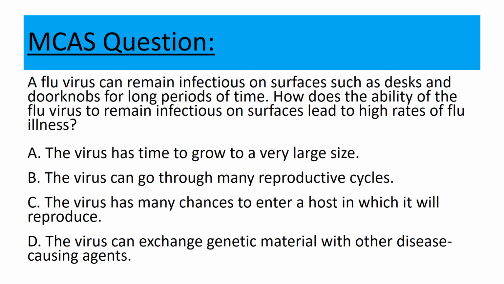A flu virus can remain infectious on surfaces such as desks and doorknobs for long periods of time. How does the ability of the flu virus to remain infectious on surfaces lead to high rates of flu illness? A, the virus has time to grow to a very large size. B, the virus can go through many reproductive cycles. C, the virus has many chances to enter a host cell in which it will reproduce. Or D, the virus can exchange genetic material with other disease-causing agents. The answer is C.